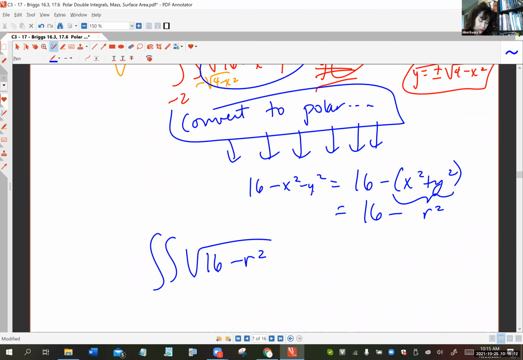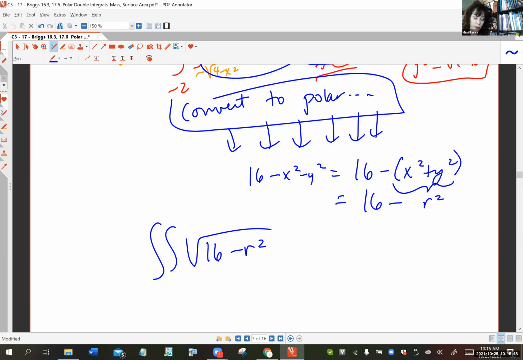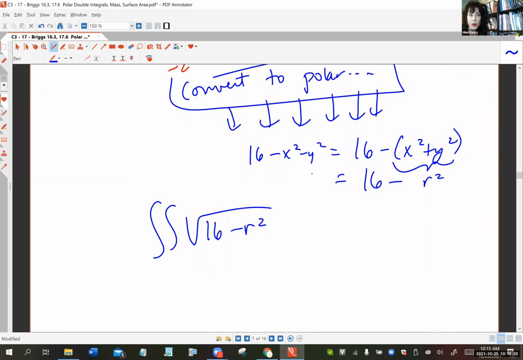Now, the dy dx, which is the area element for rectangular coordinates, when you rewrite the area element for polar, remember we talked about this last time, be a pirate.